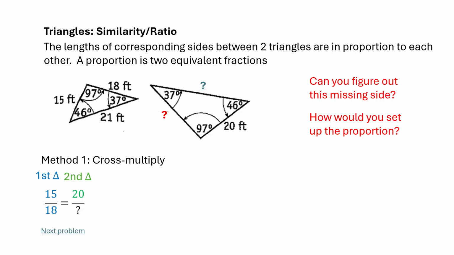Remember, you can also do 15 over 20 and 18 over question mark. That would still be correct too, but this is my preferred way. I'm going to cross multiply 18 and the 20, which gives me 360. 360 divided by 15 is 24. Not bad. Let's move on.